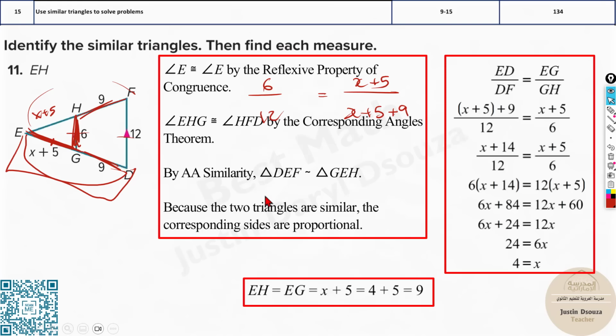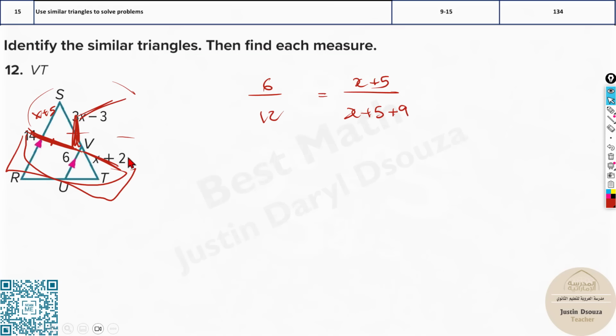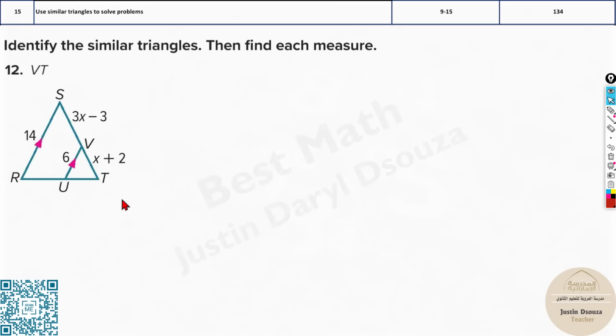The EH value is supposed to be 9 because EH and EG are equal. Now similarly, you can do this one again over here, corresponding angles and same angle, and you can easily solve it up. I'll write the similarity statement. Please try pausing the video, do it by yourself, and then continue.